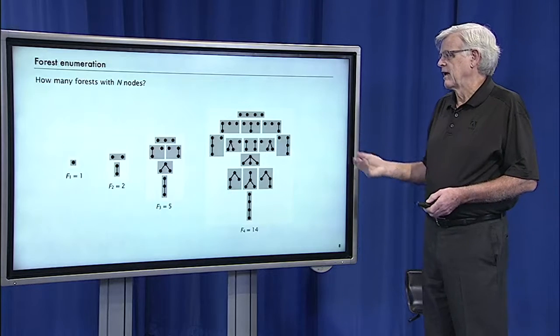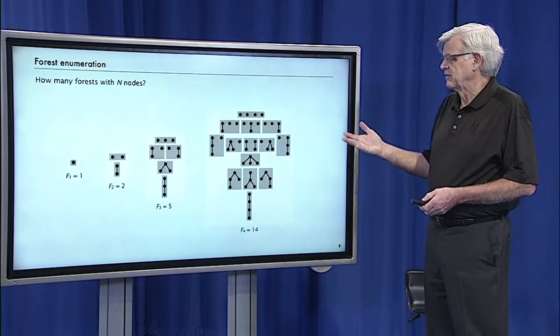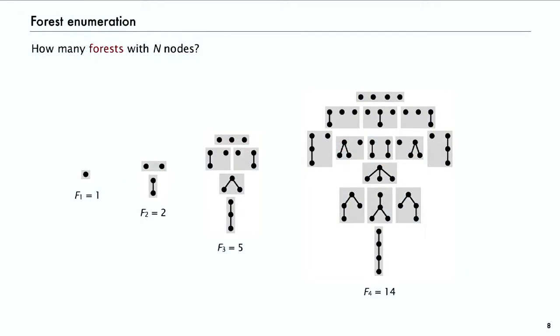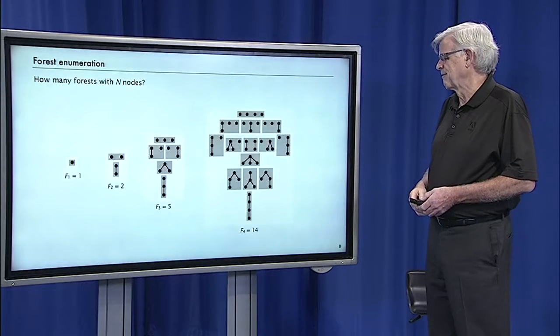So now a question comes up immediately, which is enumeration. How many different forests are there with n nodes? These are all the forests with 1, 2, 3, and 4 nodes. Immediately, right away, you can recognize that the Catalan numbers are rising yet again.